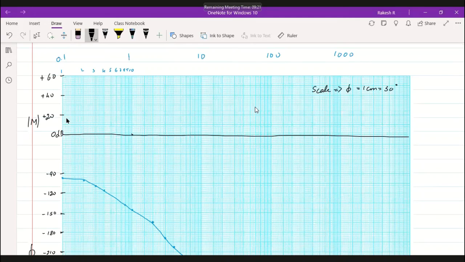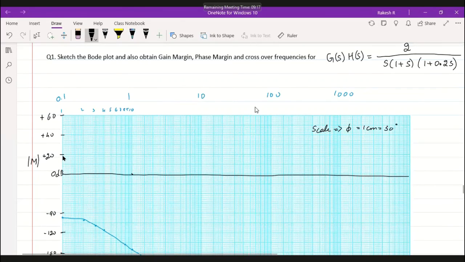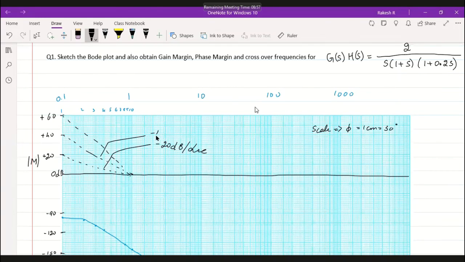After that, you need to draw a dotted line like this here, for the 20 dB per decade line, 40 dB per decade line, and 60 dB per decade line. Okay, this is the first one. This is the minus 20 dB per decade line. This is the minus 40 dB per decade line, and this is the minus 60 dB per decade line.